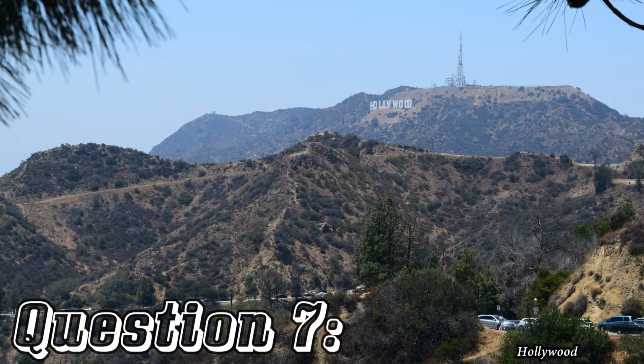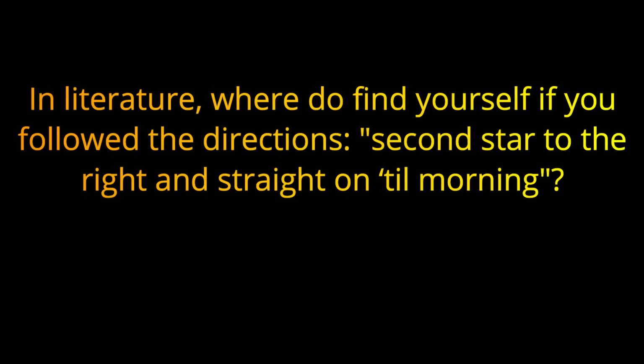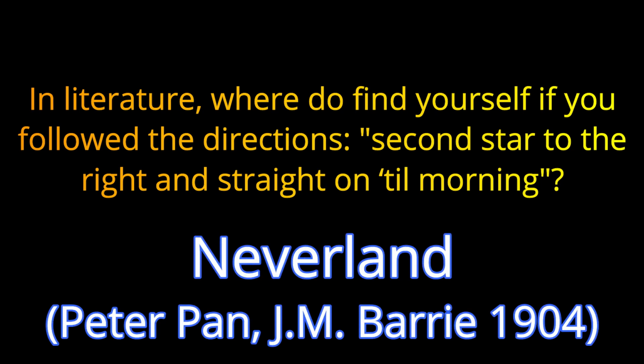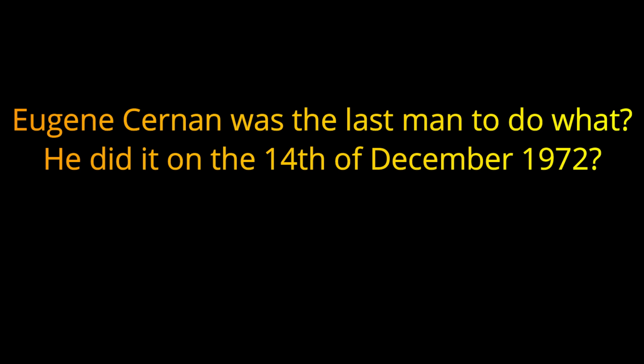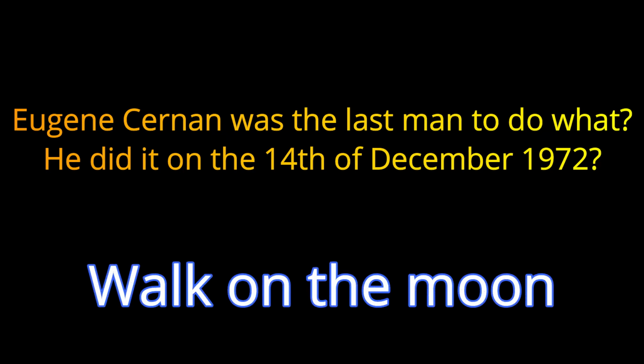Question number seven. In literature, where do you find yourself if you follow the directions second star to the right and straight on till morning? The answer is Neverland. Question number eight. Eugene Cernan was the last man to do what? He did it on the 14th of December, 1972. The answer is walk on the moon.